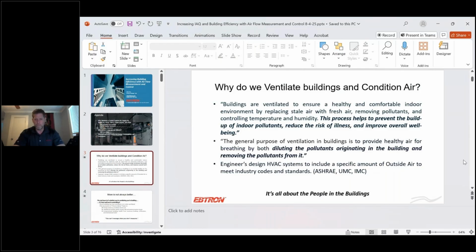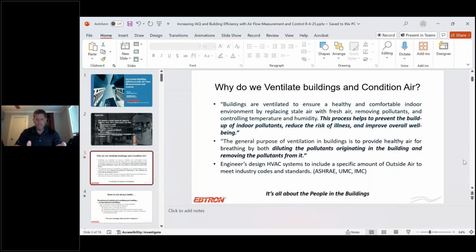It started out a couple hundred years ago being primarily for body odors. How do we eliminate body odors in a hospital and provide ventilation to reduce the smells within a hospital space? Also, it states here, the general purpose of ventilation is diluting the pollutants originating in the building and removing the pollutants from that. And pollutants can come from a lot of different directions. We can talk about that, a lot of different areas, as we'll mention.